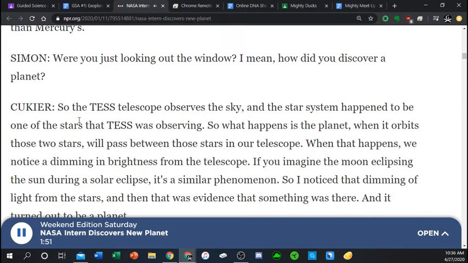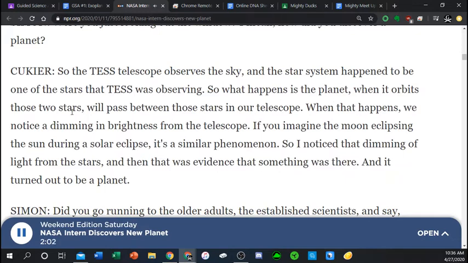So the TESS telescope observes the sky, and the star system happened to be one of the stars that TESS was observing. When the planet orbits those two stars, it will pass between those stars and our telescope. When that happens, we notice a dimming in brightness from the telescope. If you imagine the moon eclipsing the sun during a solar eclipse, it's a similar phenomenon. It's called a transit, that dimming of light from the stars, and that was evidence that something was there.